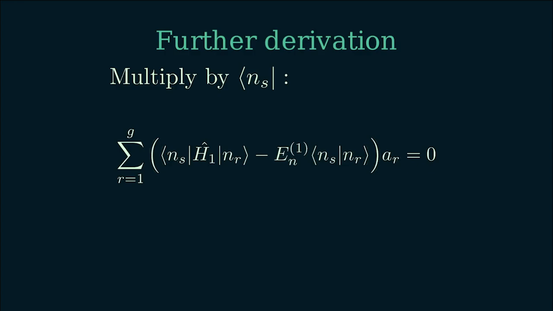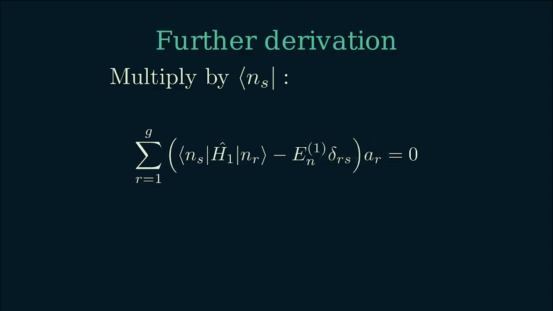And then using the orthonormality condition, which applies to two normalized eigenstates, we can write this as the Kronecker delta of R and S. If you're unfamiliar with the Kronecker delta, it just takes on the value 1 when R is equal to S and the value 0 when R is not equal to S.